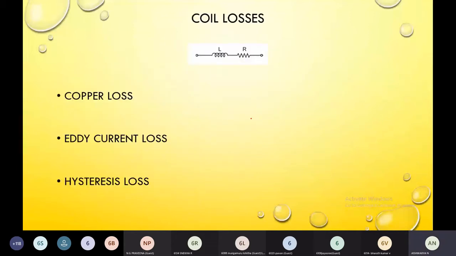So your next topic is coil losses. Your unit actually starts here.